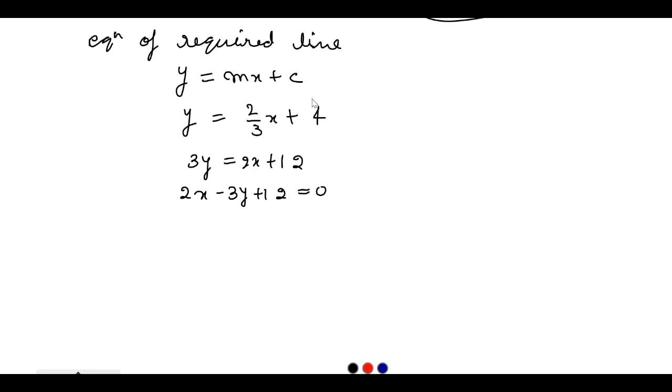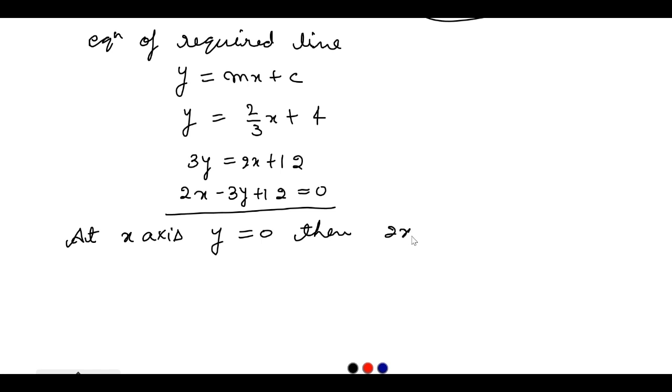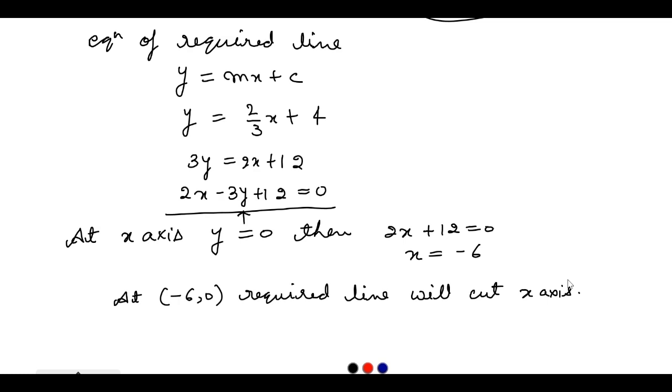We have to find the coordinates of the point where this line cuts the x-axis. At the x-axis y is equal to 0, then substitute 0 in place of y. X is equal to minus 6, which means at minus 6, 0, the required line will cut the x-axis.